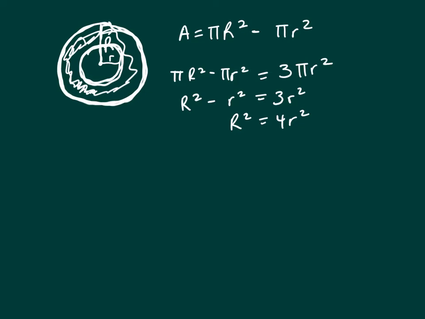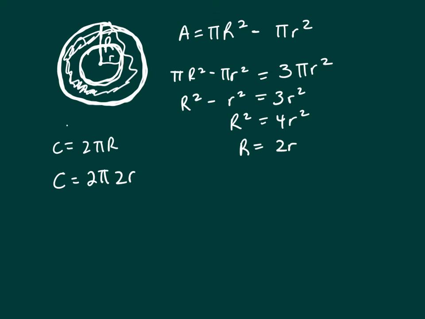Then the circumference of the large circle. Circumference is 2 pi r, so what I want to do is solve for R in this first equation. Take the square root of both sides, and you get R equals 2r. That's okay. And look, circumference equals 2 pi, and another name for R is 2r.